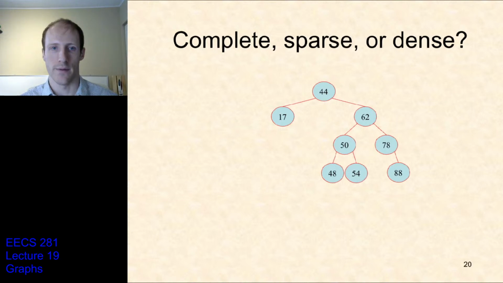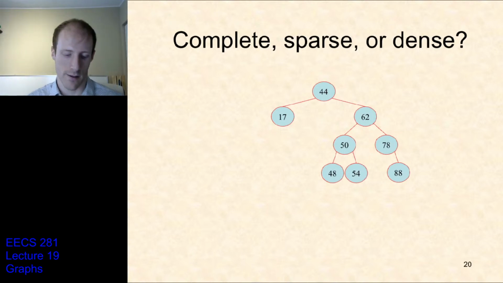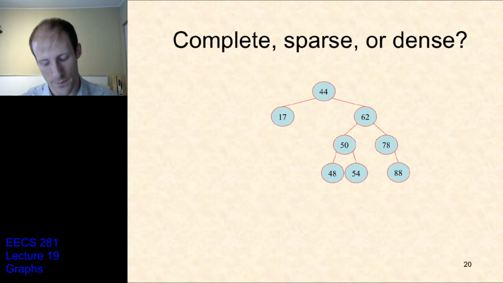Our earlier example of the binary search tree, is this complete, sparse, or dense? So if we look at it, we can actually see that there's 1, 2, 3, 4, 5, 6, 7, 8 nodes in it, and only 7 edges. So this is actually quite sparse. This is actually the fewest number of edges that we could add and still have this be connected.